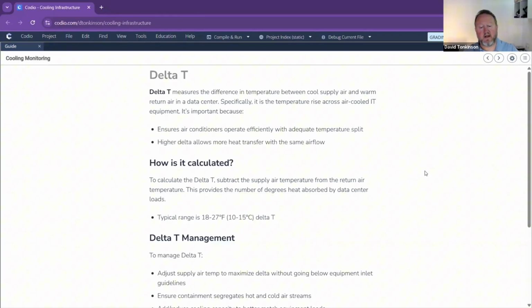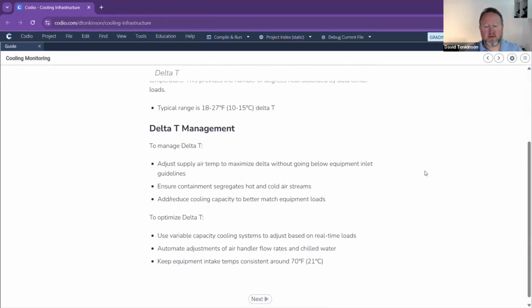So a higher delta allows more heat transfer within the same airflow. So you're not needing to pump more air because you've got a higher ratio there. Typical range is normally 18 to 27 Fahrenheit, which is 10 to 15 degrees C. So that's how much heat we are taking away from the systems.